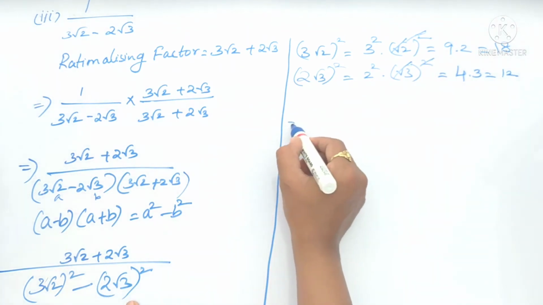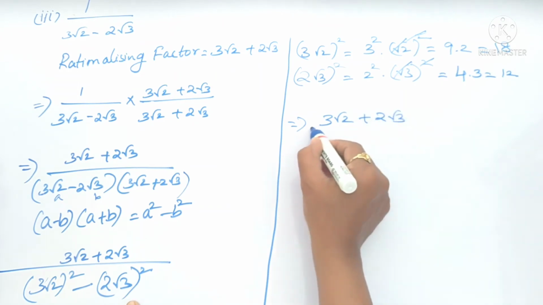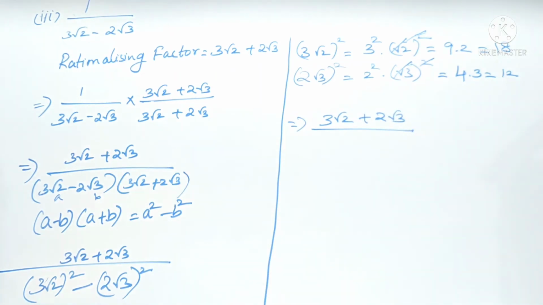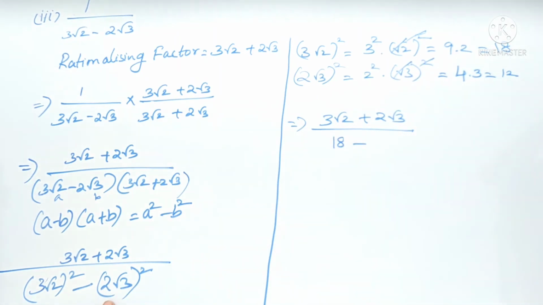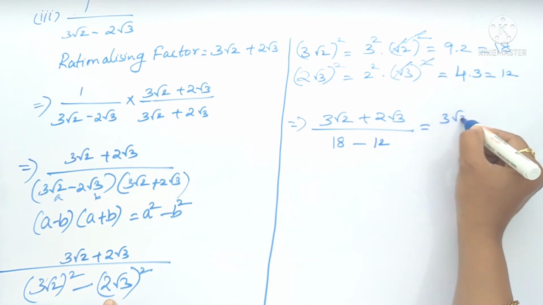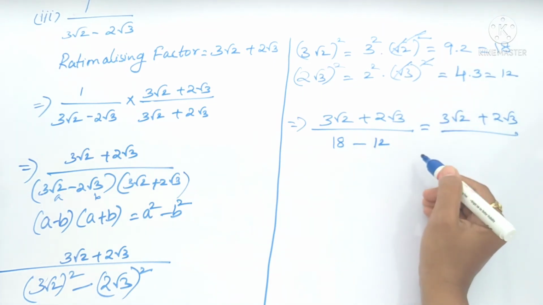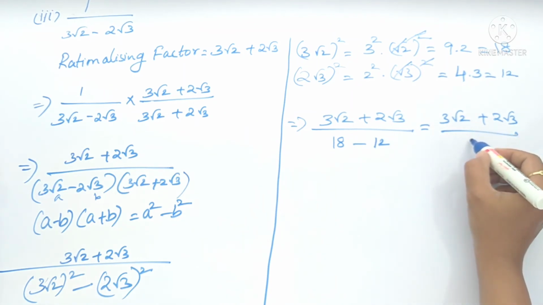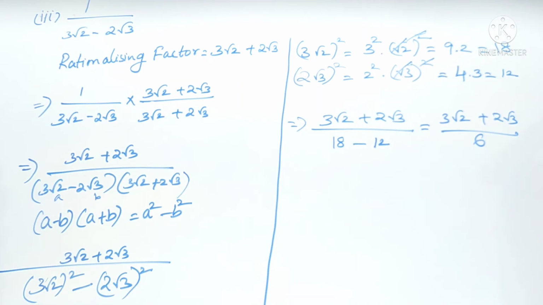So now we will substitute 3 root 2 plus 2 root 3 by, what is this 3 root 2 whole square value? This is 18 minus 2 root 3 whole square value 12. So 3 root 2 plus 2 root 3 by 18 minus 12, how much? 18 minus 12 is 6. Okay. So this is the answer.